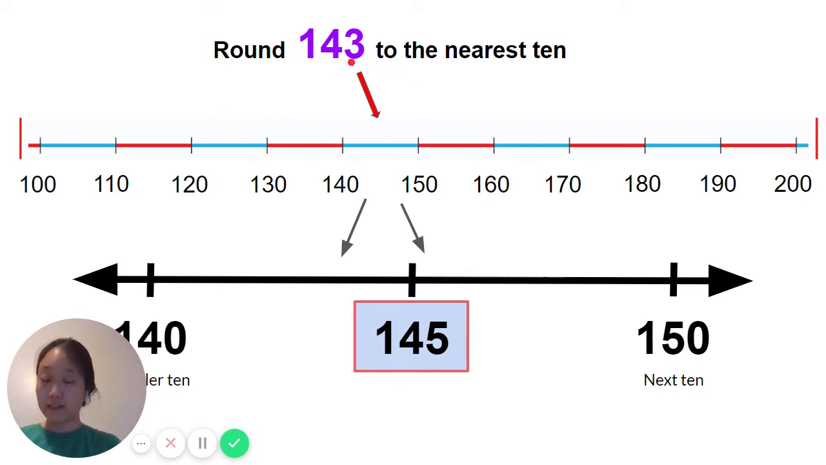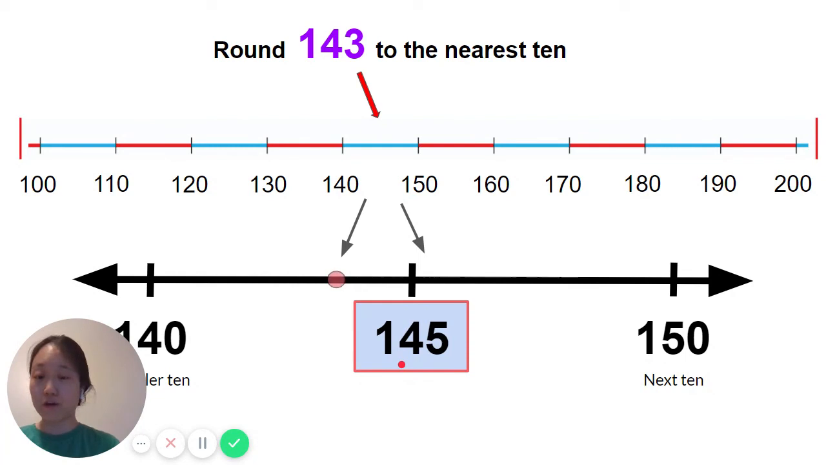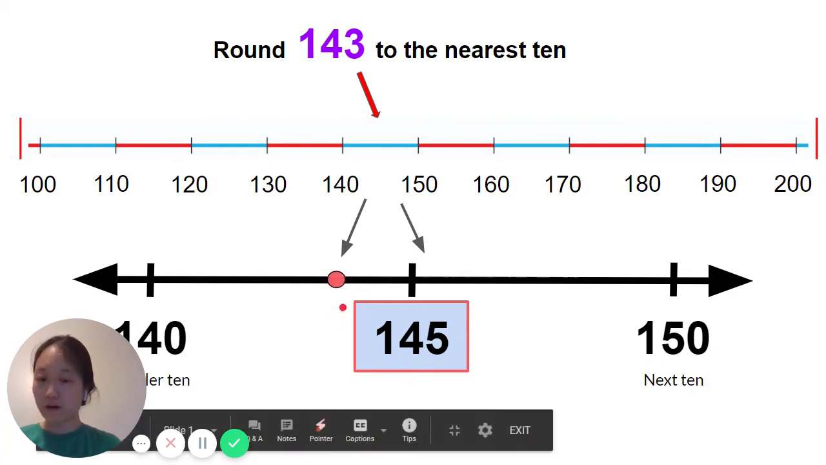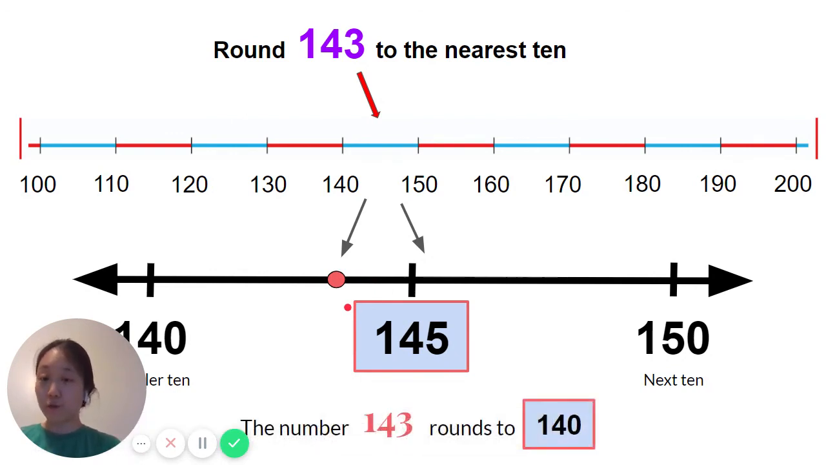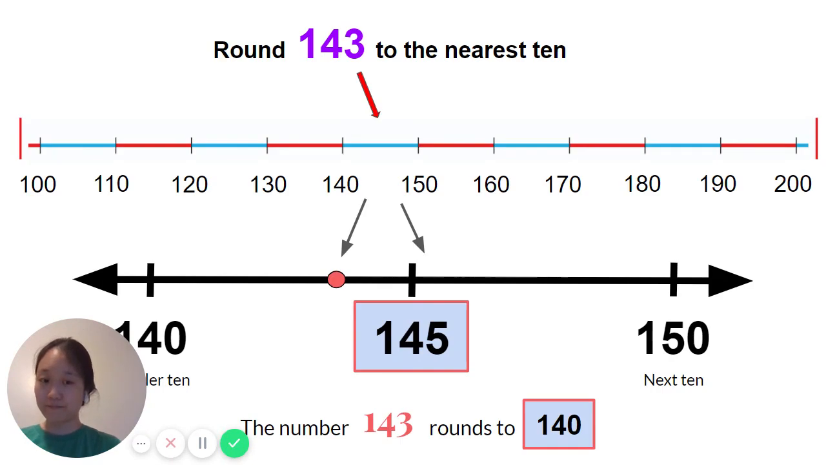143 is a smaller number than 145, so it needs to be to the left of 145, somewhere along where that pink dot is, which means my number 143 is going to round to the smaller 10, 140.